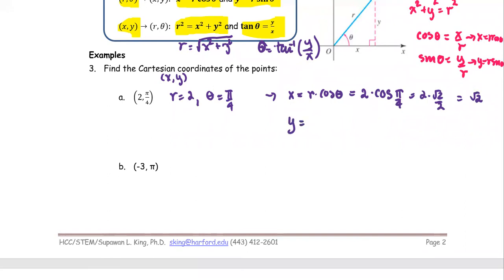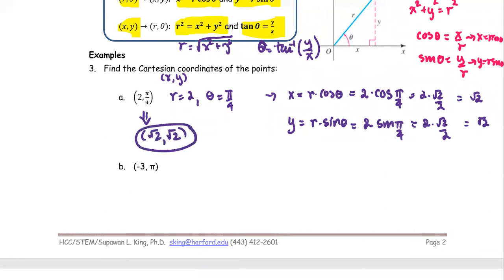For the y, we use the formula r times sine theta. R is 2, theta is pi over 4. Sine of pi over 4 is square root 2 over 2 as well. And then we get the ordered pair square root 2 comma square root 2 for the first point.